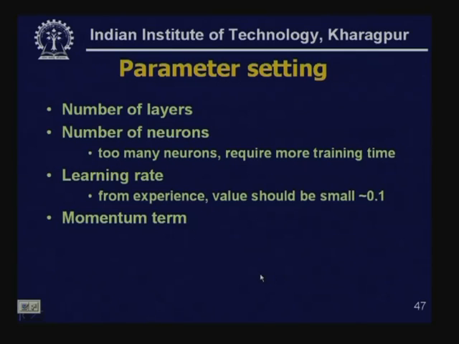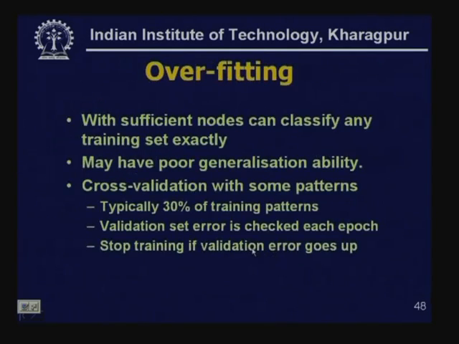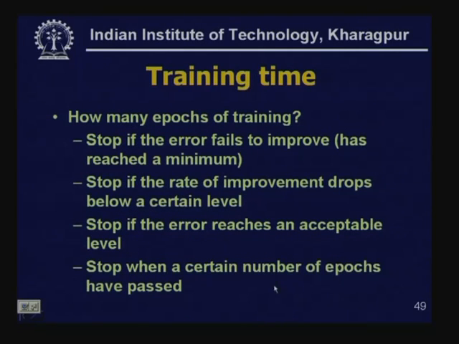So there are a lot of parameters that you have to decide when you are working with a neural network. And as we said, overfitting can usually occur. When do you terminate training? Normally you stop if the error fails to improve, or if the rate of improvement drops below a certain level, or if the error reaches an acceptable level, or when a certain number of epochs have passed.